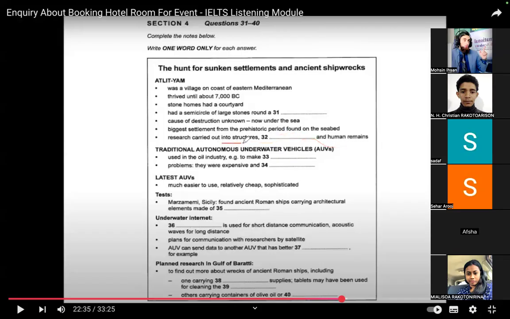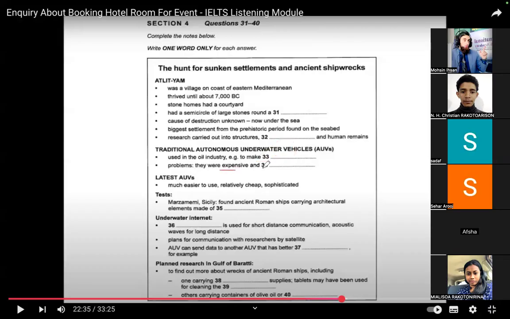Now here, after structure, what kind of informative word can be used? So this can also help us to get the exact right option, right? Next is traditional autonomous underwater vehicles used in the oil industry, easy to make. Now to make, definitely they will say to manufacture, to prepare, right? To create, right? To make. So this synonym can be used for make. And to make what? A proper name can be taken here.